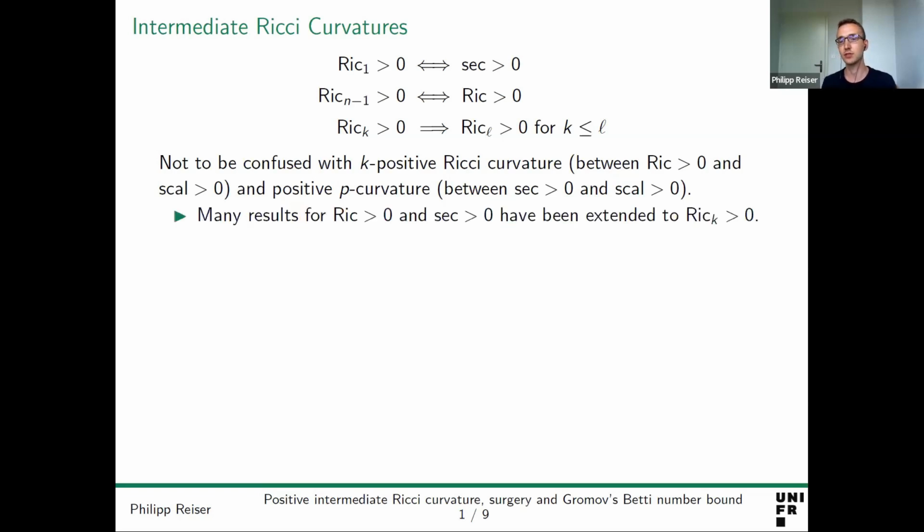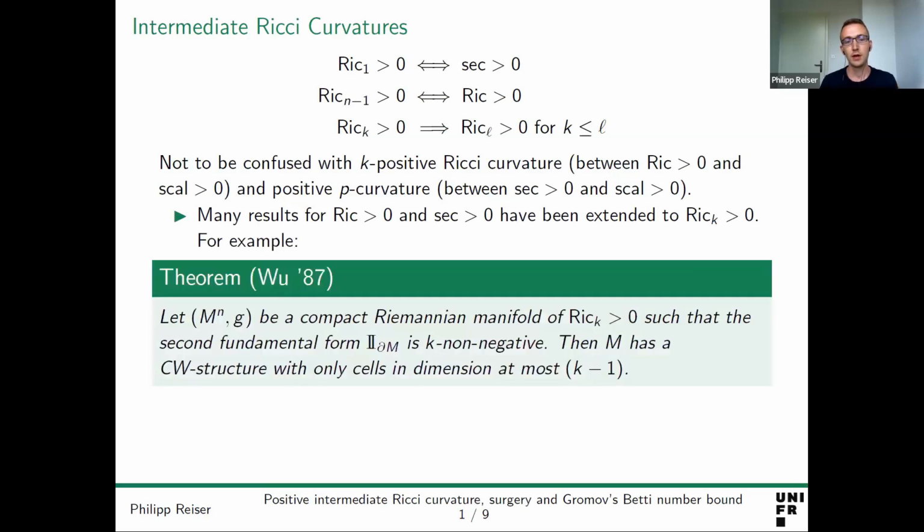The earliest result I could find goes back to the 60s. And there are many results for positive Ricci or positive sectional curvature that have in some way been extended to these intermediate conditions. A very nice example is by Wu from 87, which says if we have a compact Riemannian manifold of positive Ricci k, such that the second fundamental form of the boundary is k-non-negative, by that I mean that the sum of the k smallest eigenvalues of the second fundamental form is non-negative, then M is a CW complex with only cells in dimensions at most k minus 1.